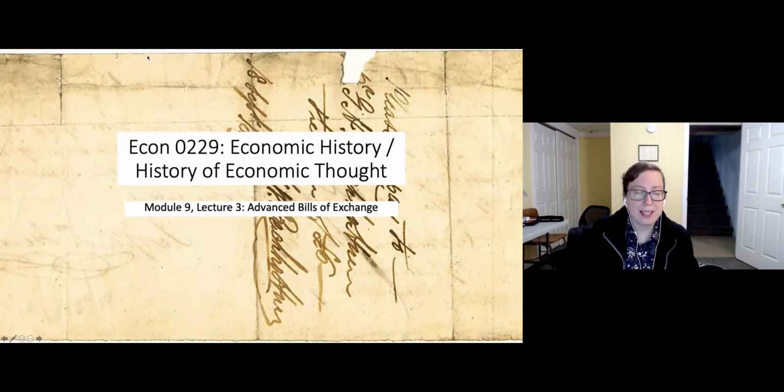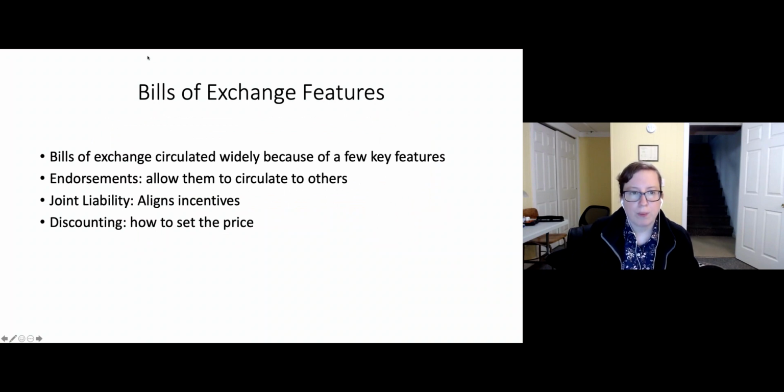Now that we've fixed the basic ideas of bills of exchange, I want to tell you some more of their features that made these simple instruments so widely circulated. Bills of exchange have a few key features that add to their sophistication and flexibility. So first, bills of exchange can be endorsed, which allows them to be circulated to other people. Second, there's a feature called joint liability that aligns the incentives of the parties and allows bills to be circulated as far as they were, in very long endorsement chains.